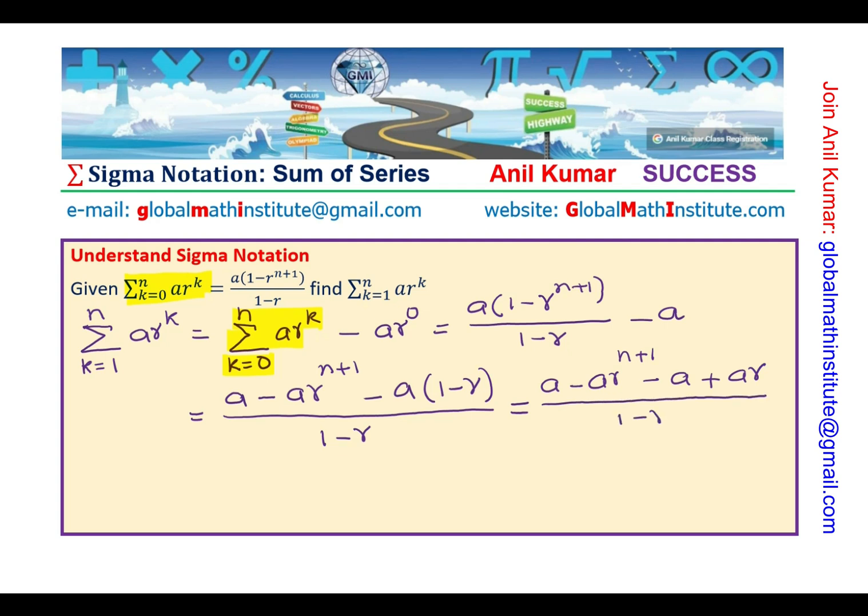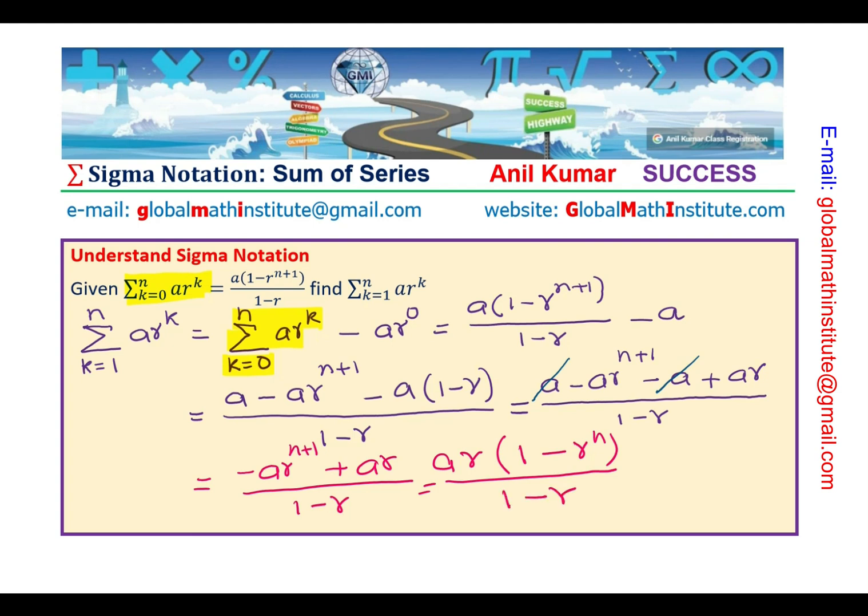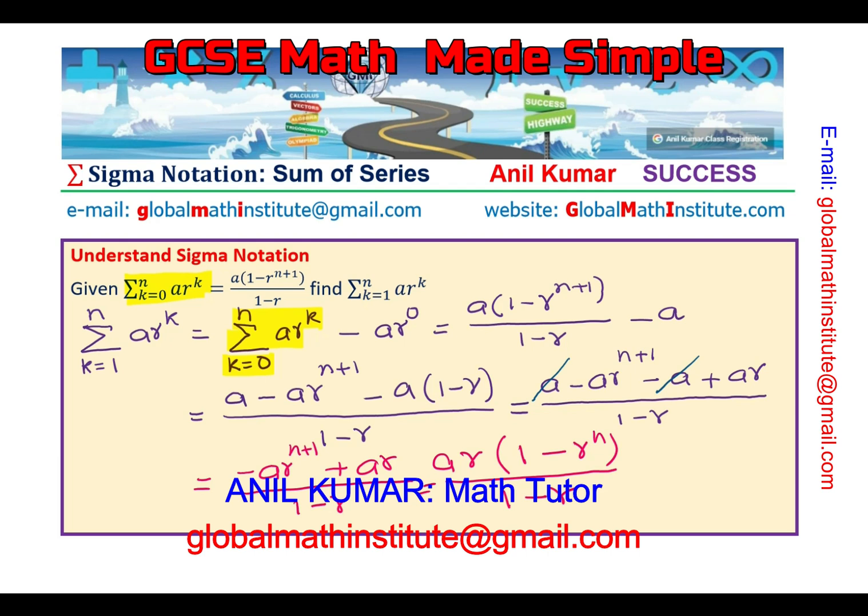Over 1 minus r. Now, as you can see, a and minus a will cancel, and therefore what remains is minus a r to the power of n plus 1 plus a r, correct? Divided by 1 minus r. Taking a and r common, then this term is 1 minus r to the power of n plus 1 minus 1, so 1 minus r to the power of n. n plus 1 minus 1 will give us this. Divided by 1 minus r. Do you see? So we have a formula. It will be a r into 1 minus r to the power of n divided by 1 minus r. Perfect. Simple. So I hope you have understood this strategy.